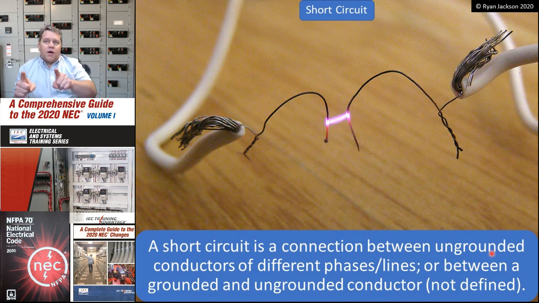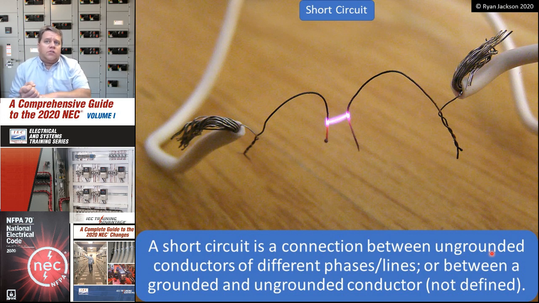That's just me talking here because it's not defined anywhere in the code. You take a black and a red wire, smack them together, that would be a short circuit. Take a blue and a white wire, hit them together, that would be a short circuit. Just like a ground fault, a short circuit pulls thousands of amps for a very brief duration, opens the overcurrent device. So ground faults and short circuits are both considered faults.